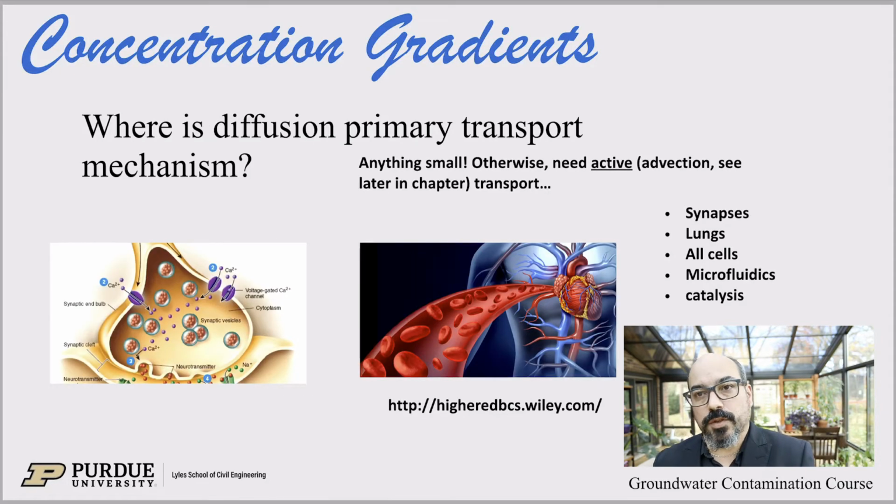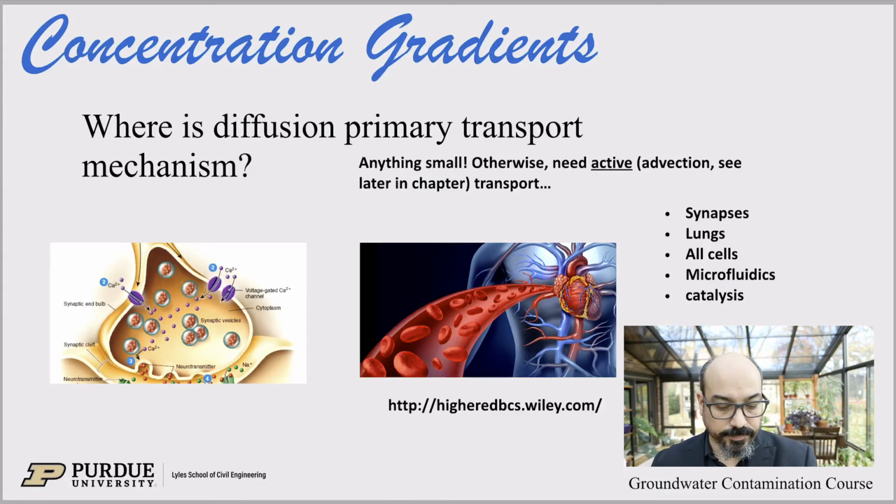Now, where is the diffusion process a primary transport mechanism? The answer is anything small. Diffusion is so slow that it's only efficient at short distances. A classic real life example is neurotransmitters in the brain, because it's really just that tiny gap between synapses, between neurons. At this scale, it's very efficient to release some neurotransmitter, and then just by diffusion it's transported to the other cell, and then triggers a reaction in that cell.